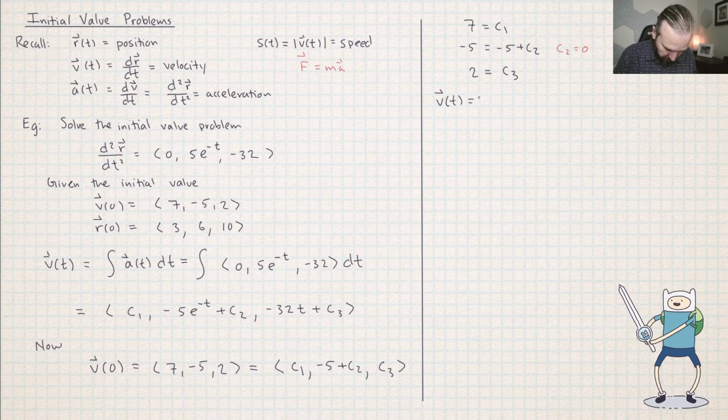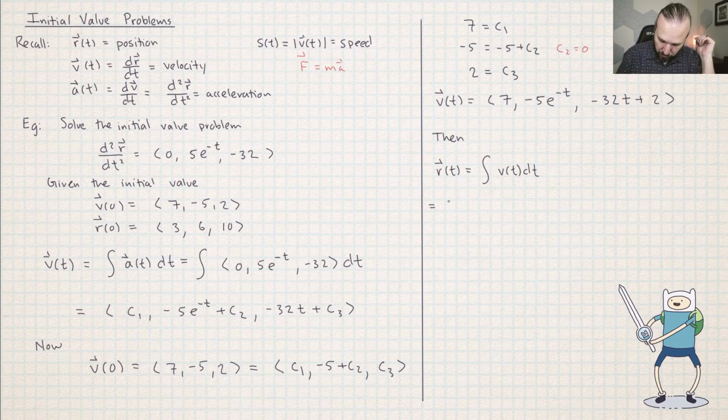We're getting closer here. So the velocity at any time will be c1, which is 7, negative 5 e to the negative t plus c2, which was 0, and then negative 32t plus c3, which was 2. So now I have the velocity at any time. One more integral, and we should be able to recover the position at any time. That shouldn't be so bad. So I need to do some antiderivatives.